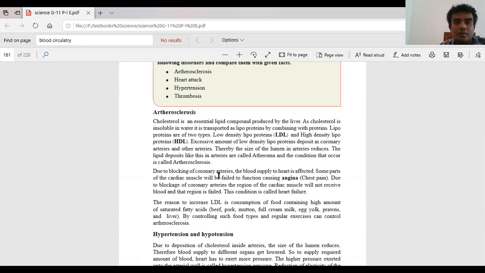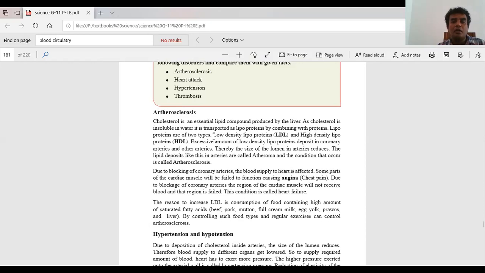that happens due to the deposit of cholesterol basically inside the arteries. When you hear the word cholesterol, at some occasion you may have heard about the deposit of cholesterol. Most of the time we think that cholesterol is a harmful substance to our body, but remember, it's an essential lipid that is produced by the liver. It is not soluble in water, so it is combined with proteins to make lipoproteins. And there are two types of lipoproteins, LDL and HDL.